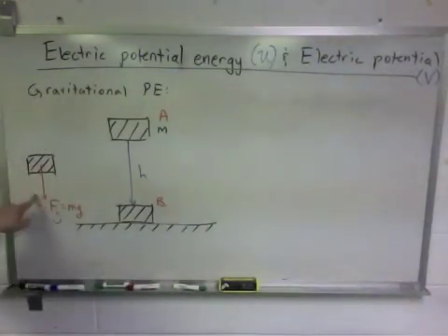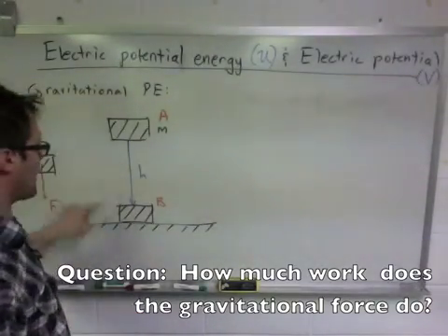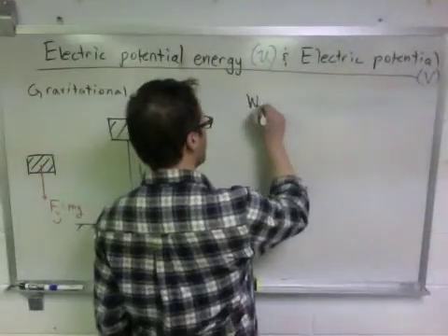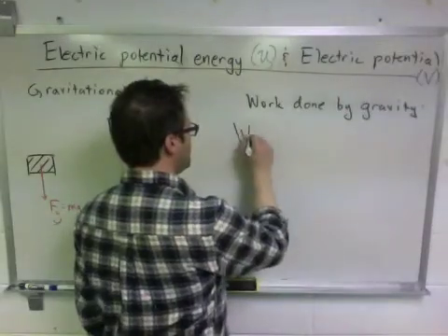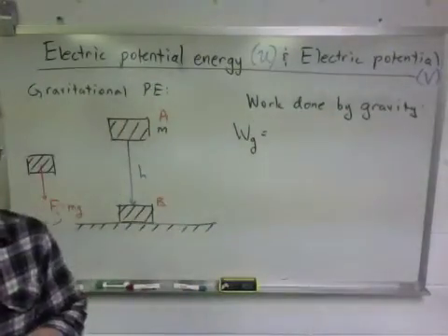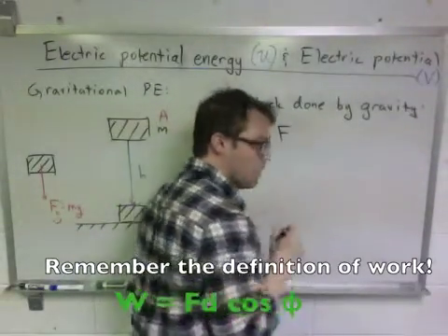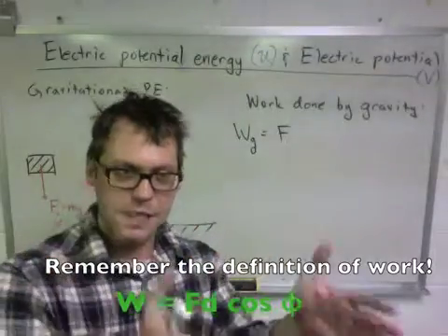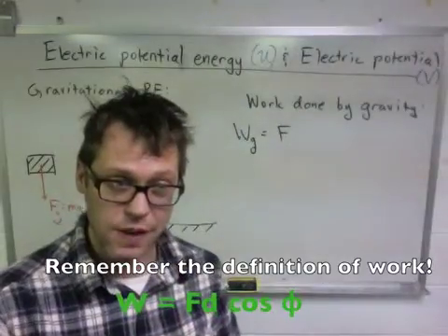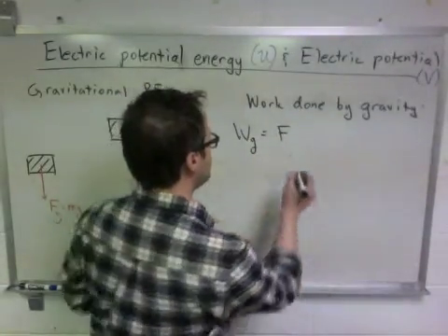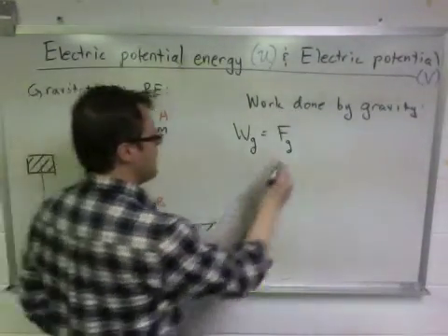And so the question I have then is how much work does the gravitational force do on the block as it descends through this distance? So the work done by gravity, I'll call that W sub g, right? That's going to be, if you remember the definition of work, a force times a displacement times the cosine of the angle between the two vectors, the force vector and the displacement. But in this context, the F would be F sub g, the gravitational force. The displacement would be h.